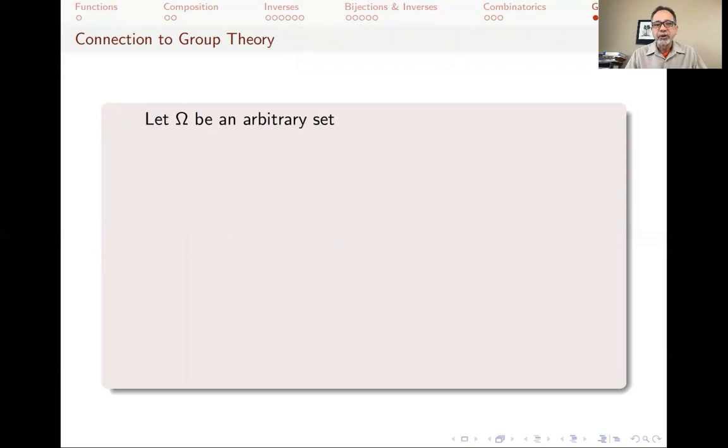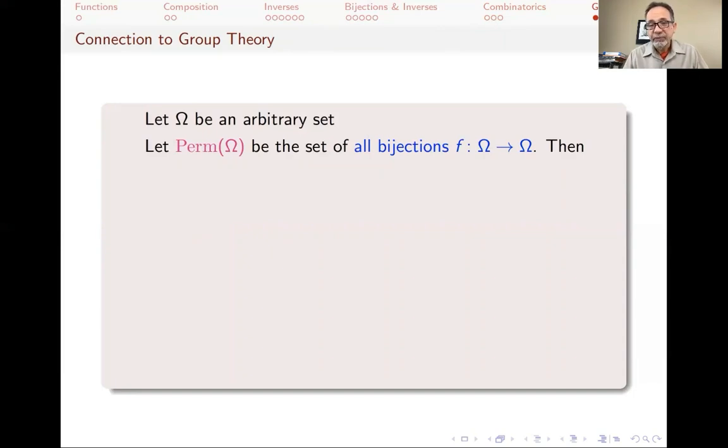Let's talk about the connection of this to group theory. If you have an arbitrary set, I like to call it omega, then in group theory, we sometimes call perm omega, permutations of omega, the set of all bijections from omega to omega. This, for example, is what I use in my book, Algebra in Action. A bijection is a one-to-one onto map, but you can think of it as a permutation, switching around the elements of omega. You're permuting elements.